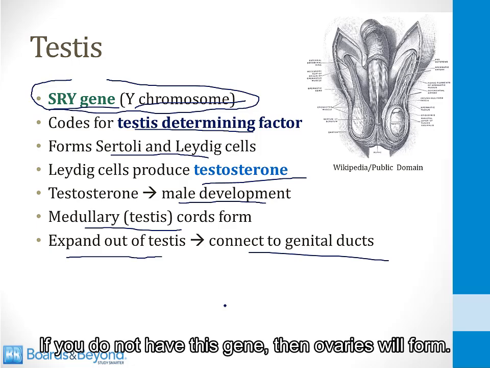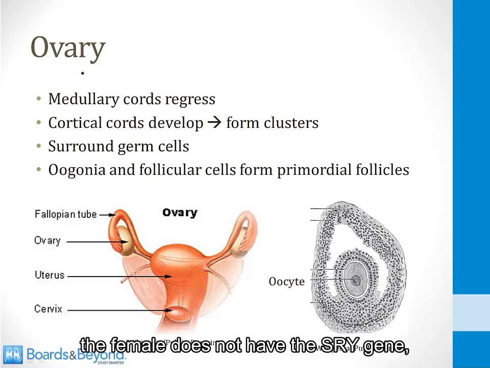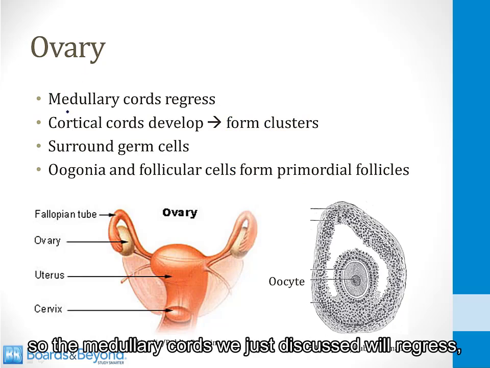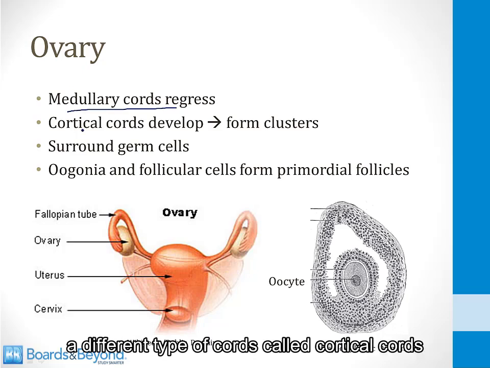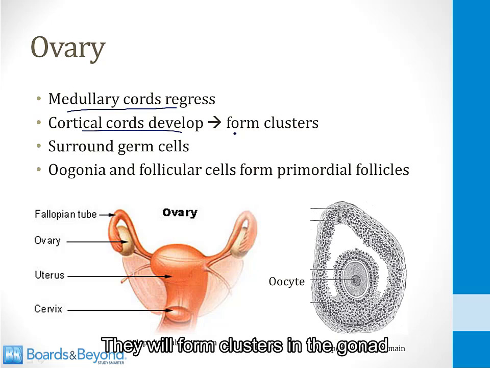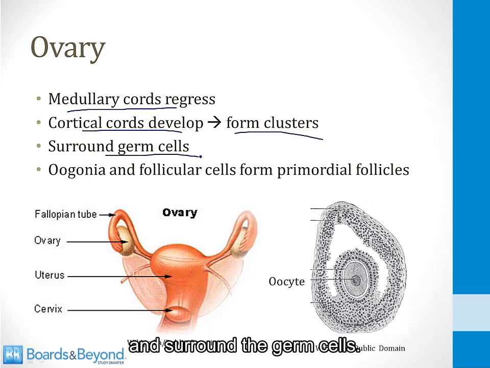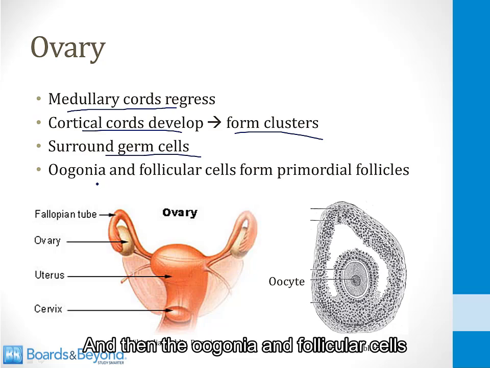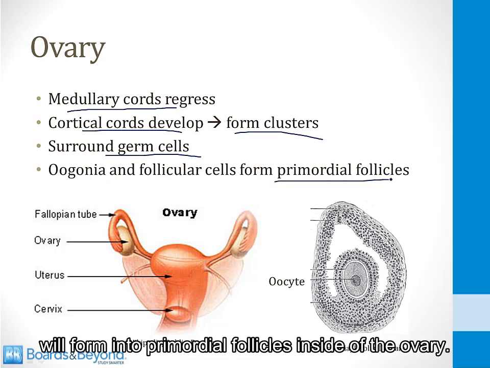If you do not have this gene, then ovaries will form. And that's what happens in the female. The female does not have the SRY gene, so the medullary cords we just discussed will regress. A different type of cords called cortical cords will develop. They will form clusters in the gonad and surround the germ cells, and then the oogonia and follicular cells will form into primordial follicles inside of the ovary.